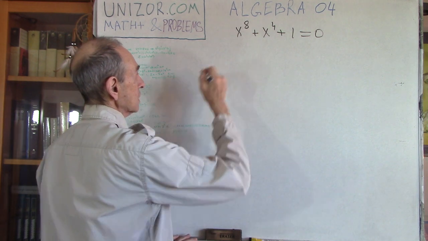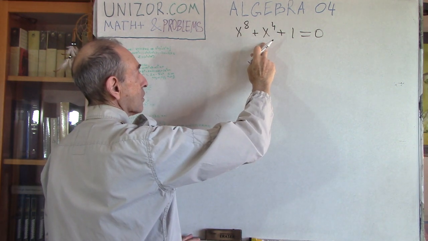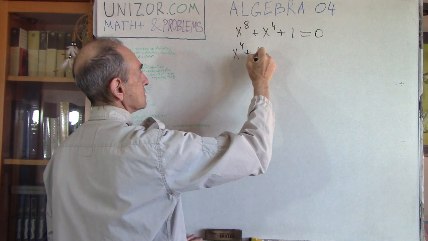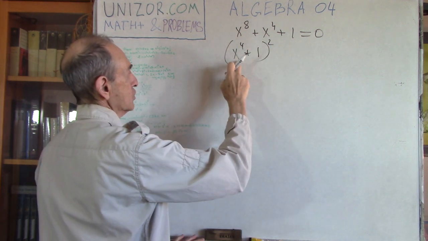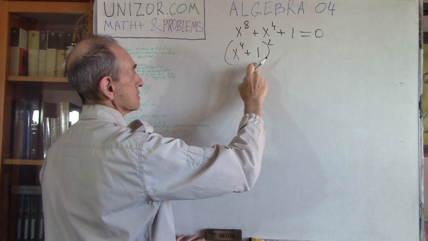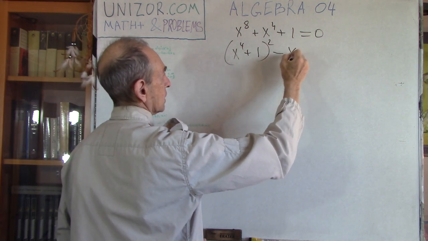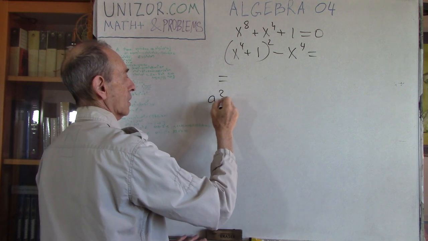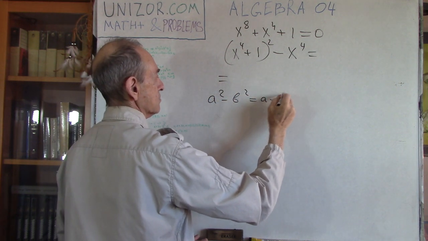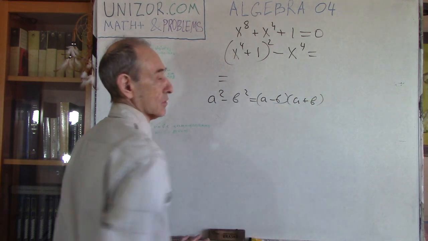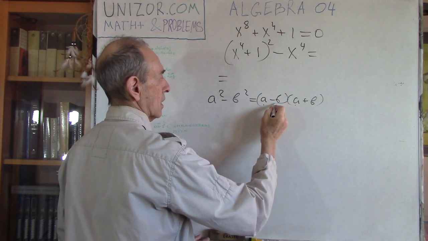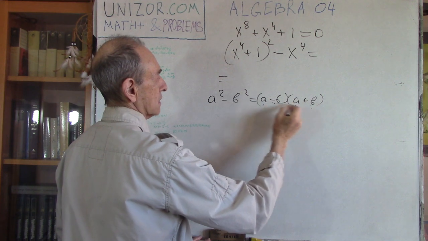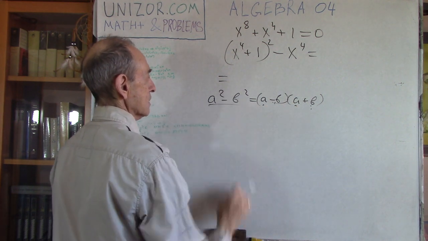So what I would do is the following: plus x to the fourth and minus x to the fourth. If I do plus, I will have basically x to the fourth plus 1 squared, right? Which is x to the eighth plus 2x to the fourth plus 1. But we have only 1, so I have to subtract 1, equals 2. Now, we all know this formula: a squared minus b squared is equal to a minus b times a plus b, right? Everybody knows this. a times a, minus b times b, and a times b with plus and a times b with minus cancel each other.